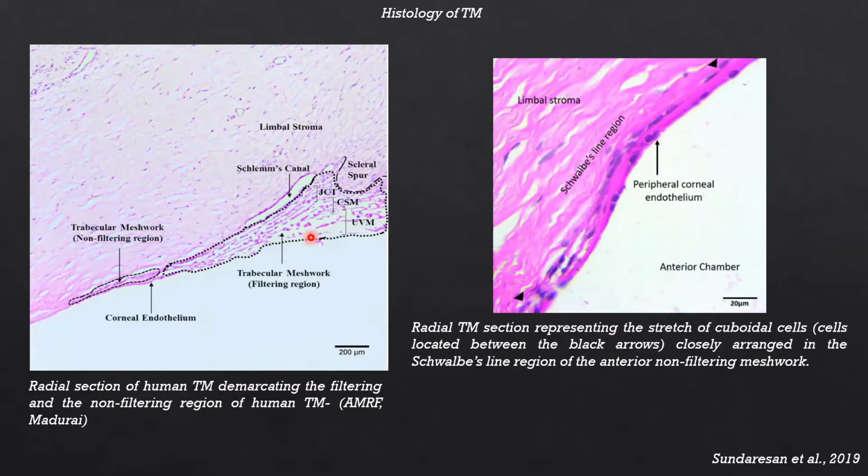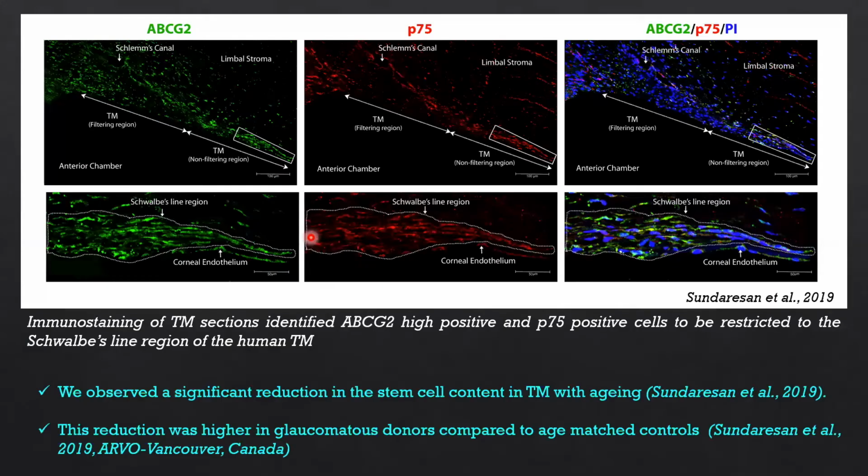This is also an image of my own. I tried locating these stem cells. There were a couple of studies where they have located them, but here I have used two markers. The green panel represents a marker called ABCG2. It's a transport protein, and P75 is a neural crest derived stem cell marker. The TM is neural crest in developmental origin, so that's why I've used a lineage specific stem cell marker.